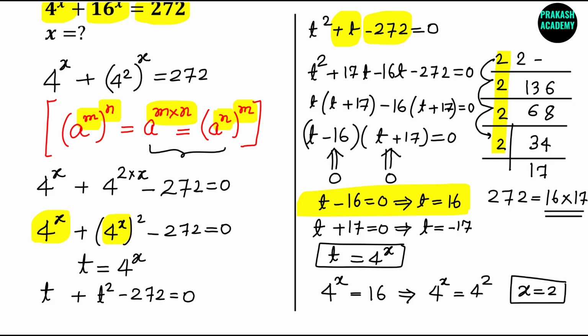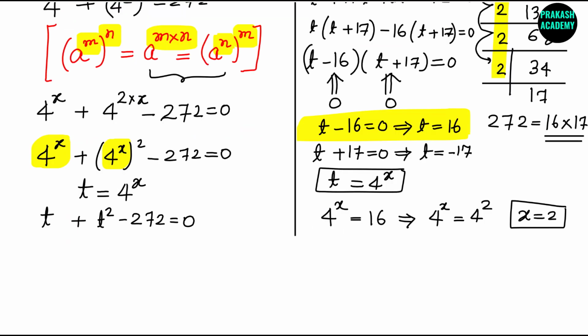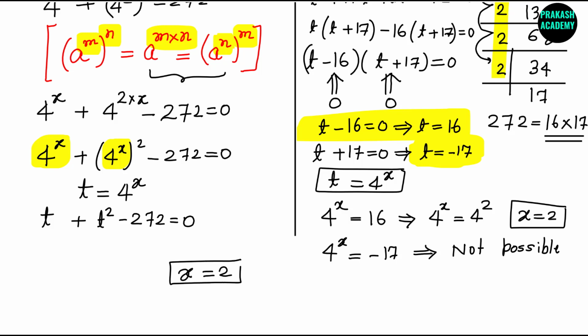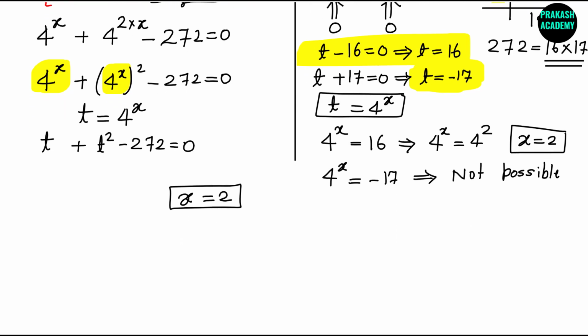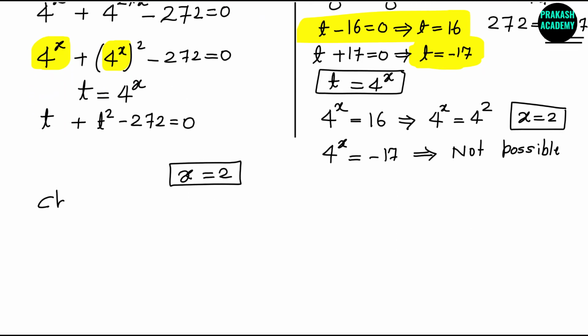Now the second solution that I can have is t is equal to minus 17. This means 4 raised to the power x is equal to minus 17. But this is not possible, because if you take some power of 4, it can never be a negative number. So in this case I will have no solution from this. So only one solution satisfies this equation, and that solution is x is equal to 2. And generally, it is always a good idea to check whether this solution satisfies the equation or not.